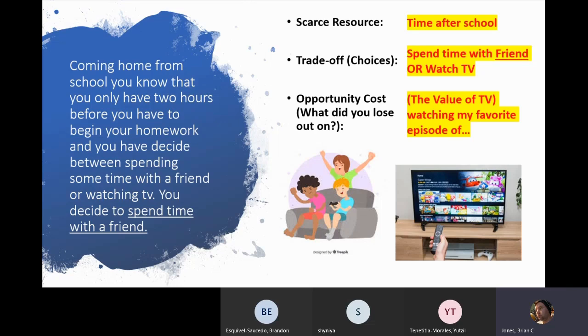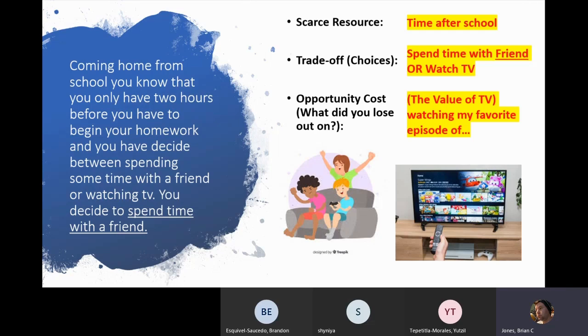For each of these scenarios, we want to identify what is the scarce resource involved that's forcing us to make a choice, because that's why we make choices, because of scarcity. And then we want to look at what's called the trade-off, which is the choices involved that you're choosing between. And then ultimately the opportunity cost of the choice you made. Anytime you make a choice, you are giving up the opportunity to do something else. So if I choose A, then I've given up the opportunity that came with B. So that's what we're going to look at.